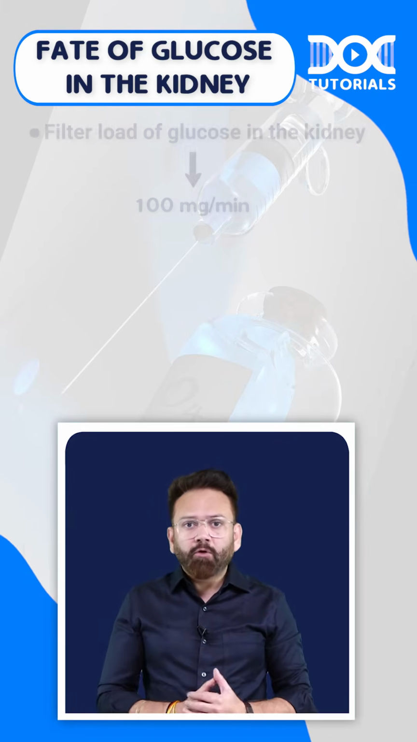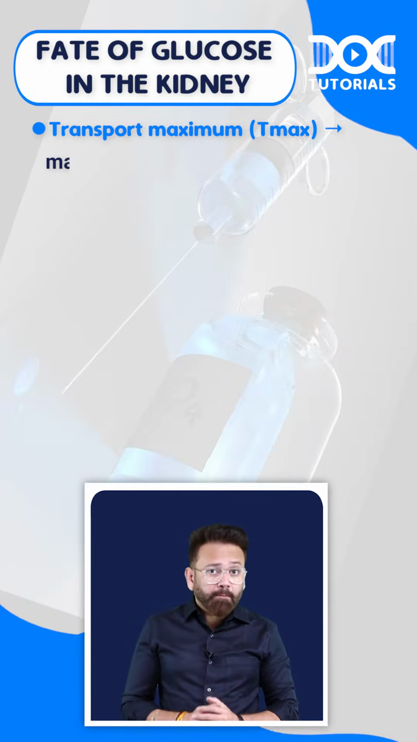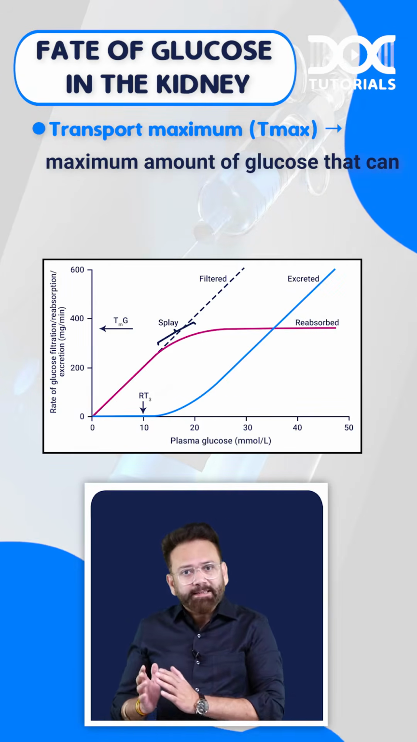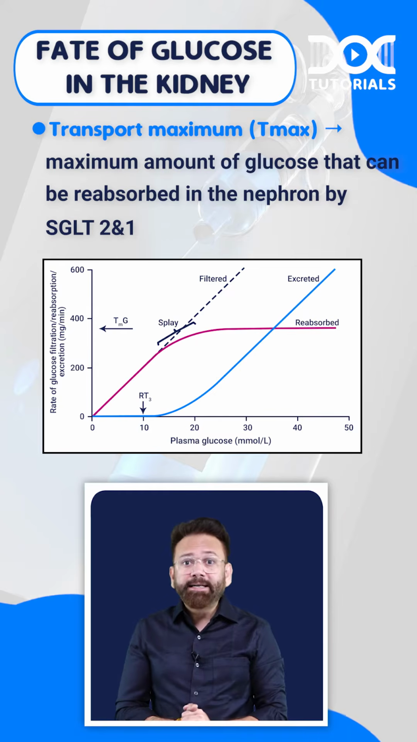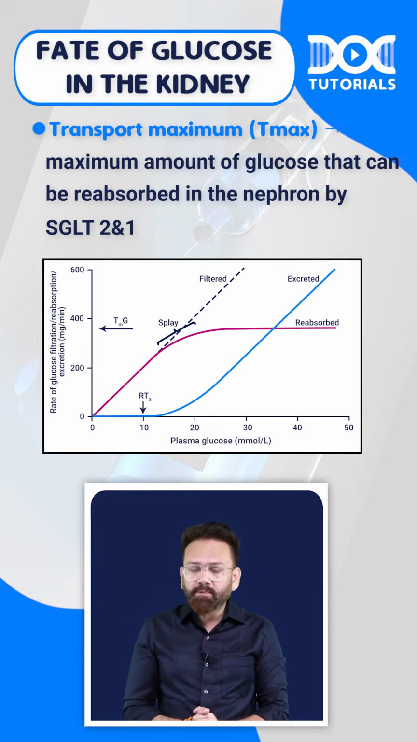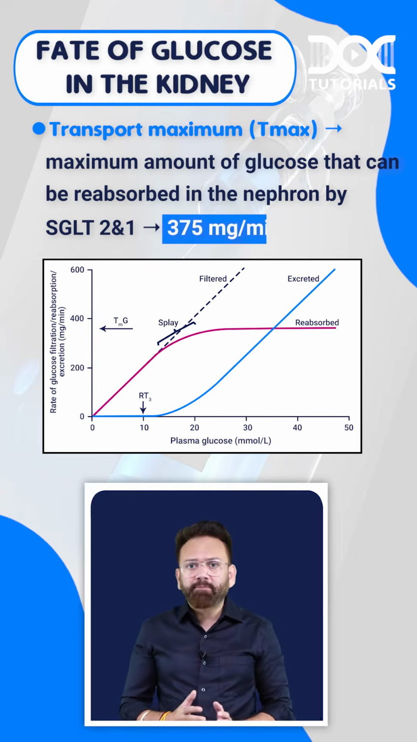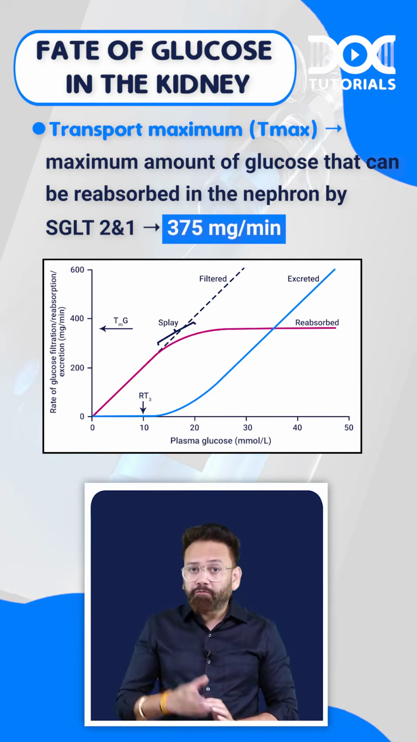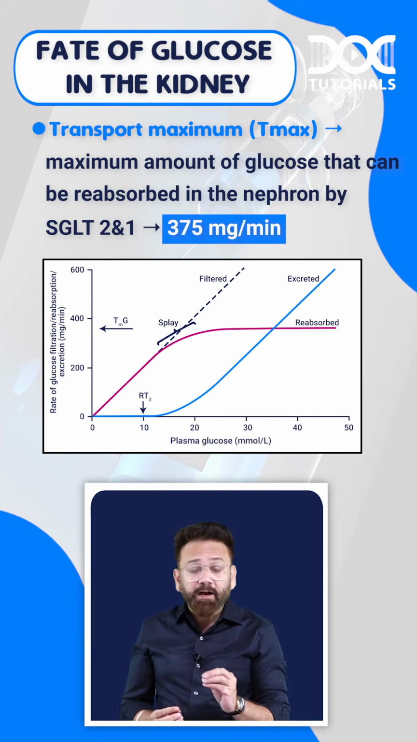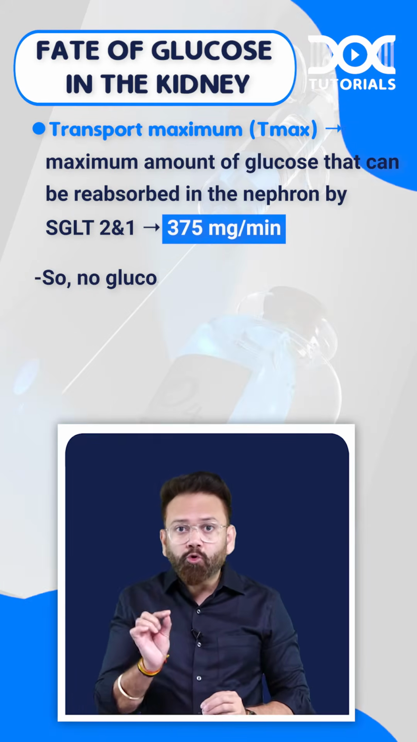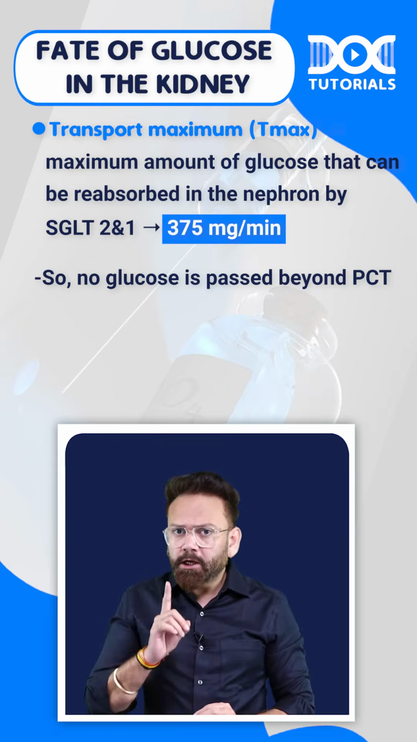The second point, what is transport maximum? The maximum amount of glucose that can be reabsorbed by SGLT2 and SGLT1 is called Tmax, or transport maximum, and that is 375 milligram per minute. So filtered load is 100 milligram per minute and Tmax is 375 milligram per minute. So normally no glucose passes beyond the PCT.